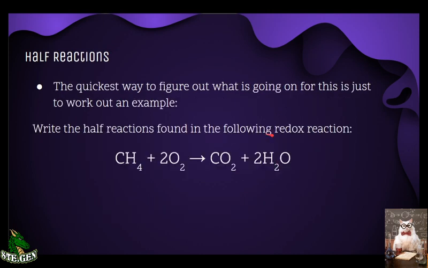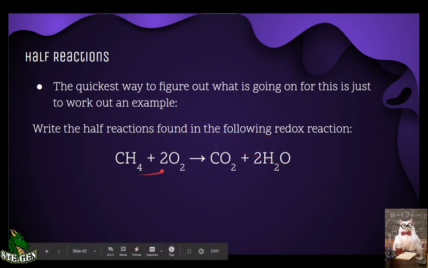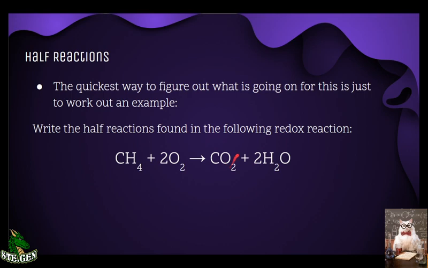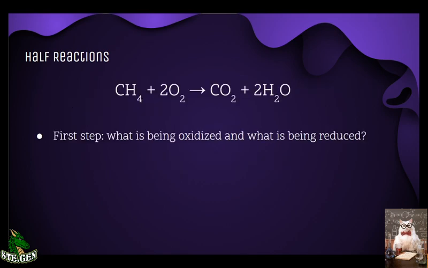The quickest way to figure out what's going on for this is to work out an example. So we're going to write the half reaction for this redox reaction together. We've got CH4 plus 2 O2 yields CO2 plus 2 H2O. Good old combustion reaction, if you remember that from chemistry. So first step, we've got to figure out what is being oxidized and what is being reduced.